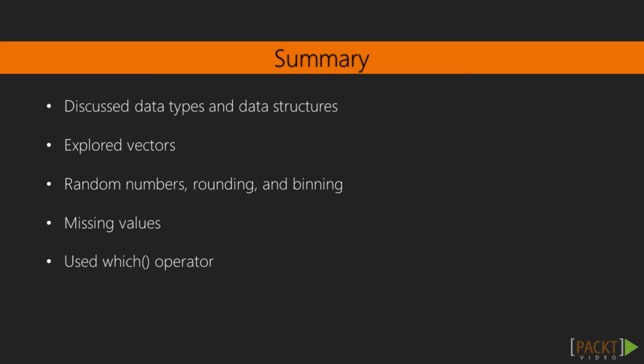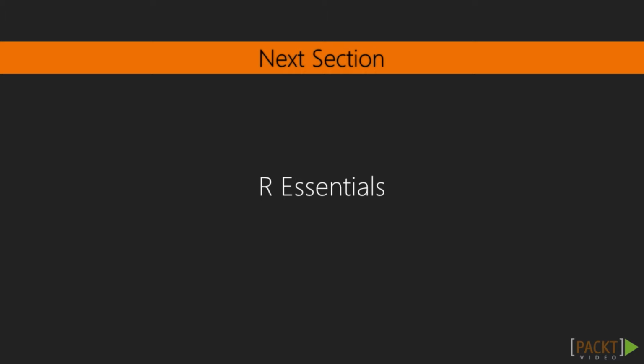So, that's a wrap for this section. We learnt quite a lot of things here, starting from data types and data structures. Next, we had a quick introduction to vectors. We then dealt with random numbers and rounding and binning. Then we tackled detection and removal of missing values. Finally, we got hold of specific items using the which operator. In the next section, we will learn some important concepts that will serve as the building blocks for strong R knowledge. See you there.